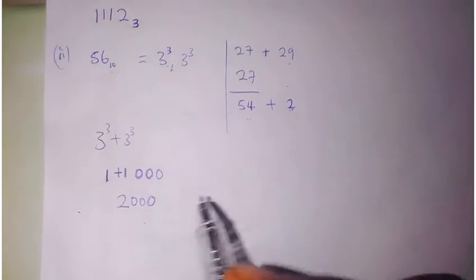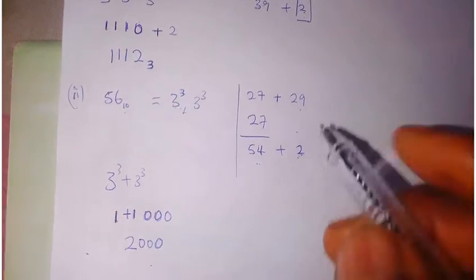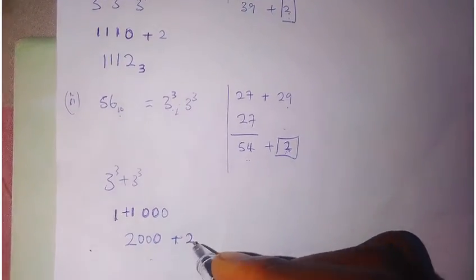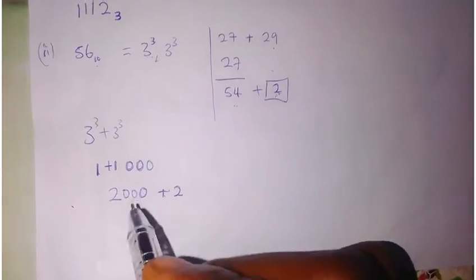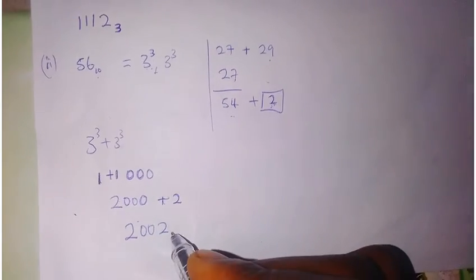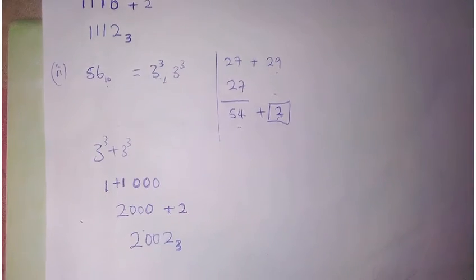Just like 2000. Remember, we have a remainder here, plus 2. How will I do to my remainder? I'll add my remainder to the final answer, which now gives me what? 2002 base 3. So this is the answer if you convert it.